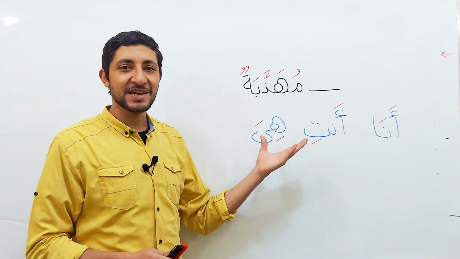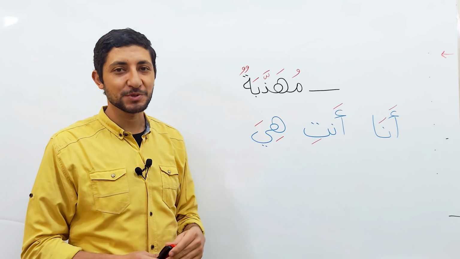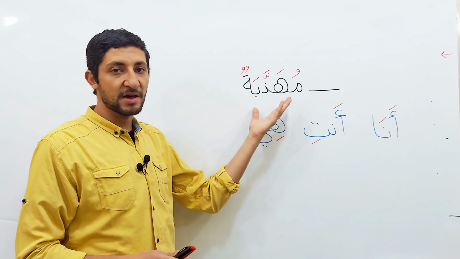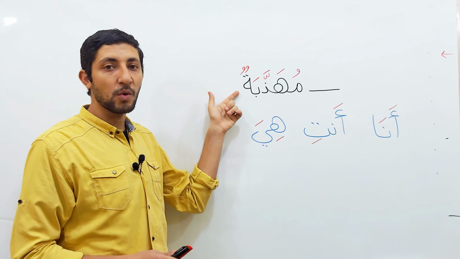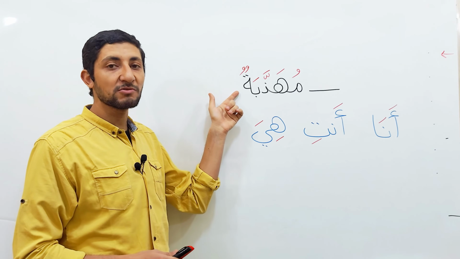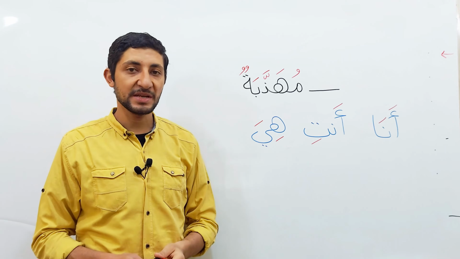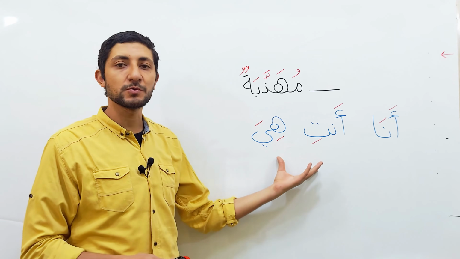Look at this sentence and tell me which answer you will choose. Plank مهذبة. مهذبة means polite. And from the tight ta, or التاء المربوطة, we understand that this word is feminine singular. So which answer will it be?